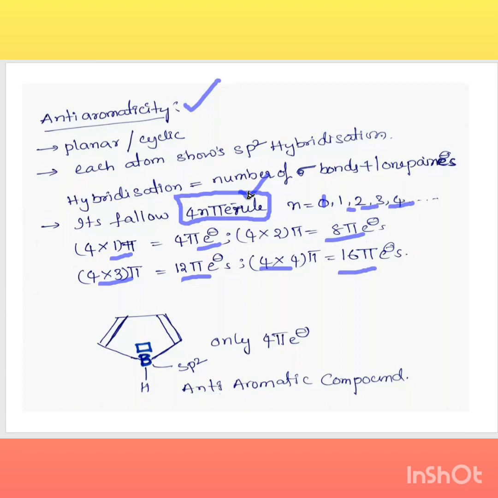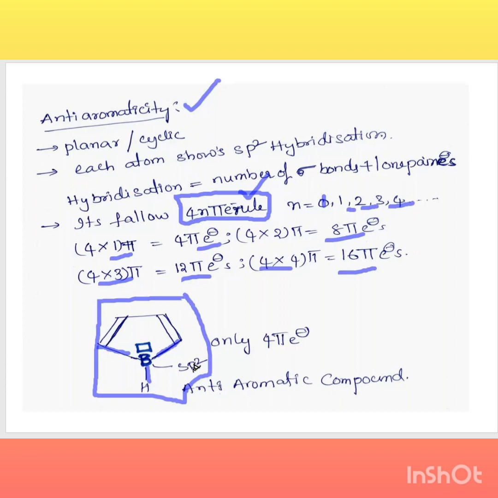I'm showing a good and important example, a heterocyclic compound. Here the boron is there, and it has an empty orbital. It shows sp2 hybridization. The number of sigma bonds on boron is 1, 2, 3, so the number of sigma bonds is 3. That is one s and two p orbitals, so sp2 hybridization.